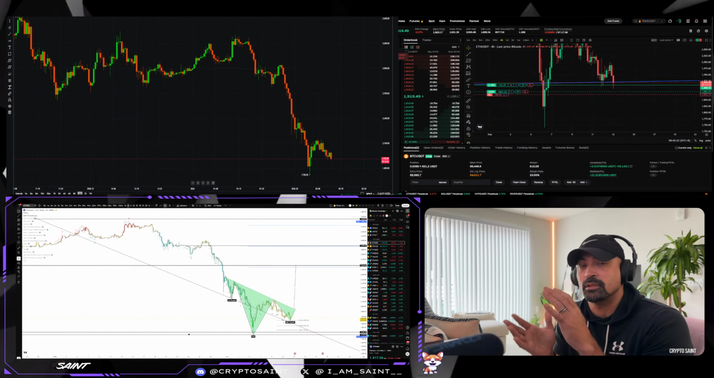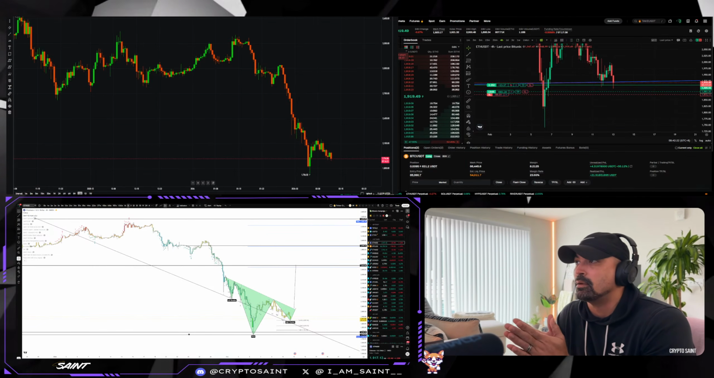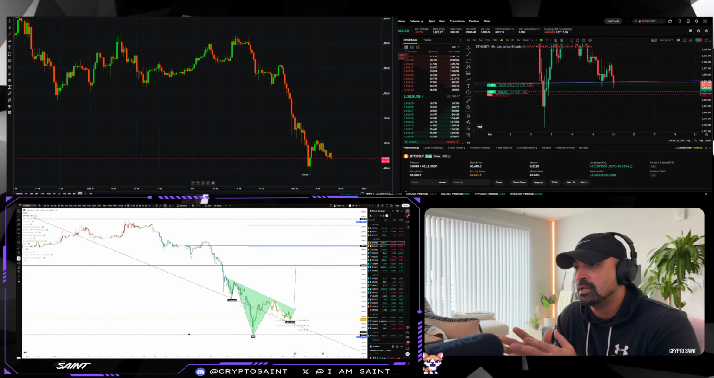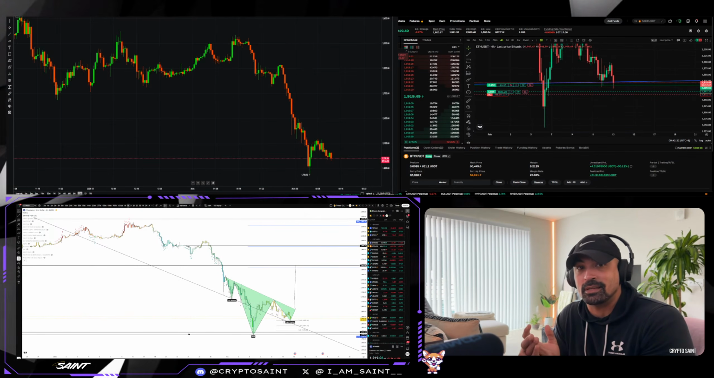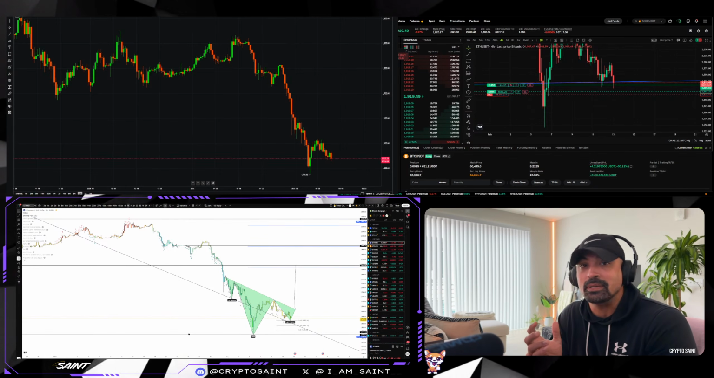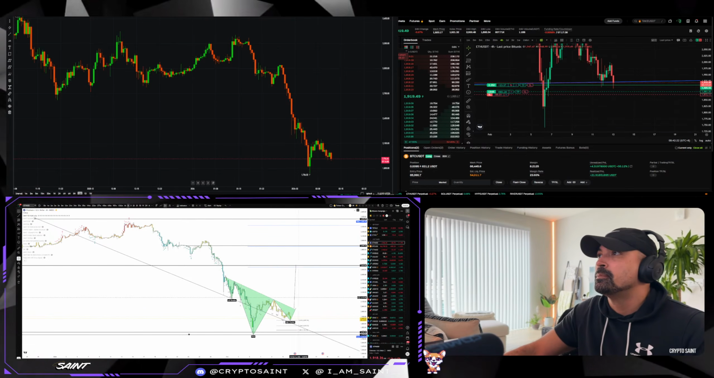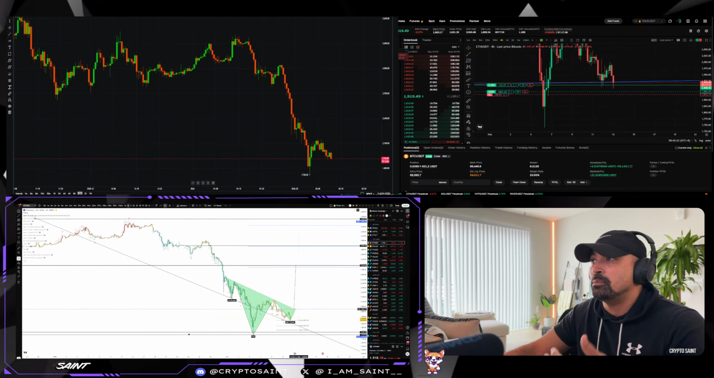So if we continue to flush and this wave count gets invalidated, let's say we lose 1792, we lose 1744 inside of those areas, the next levels are going to be in the 1600s. That's the most obvious, all the way down to the 1500s if we get that flush down to the downside. So that's where the liquidity would be sitting.